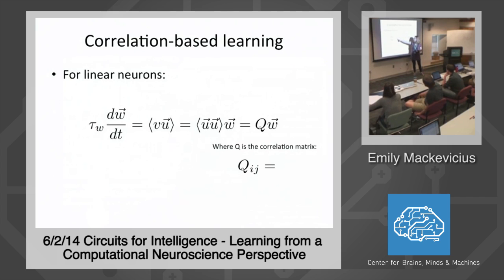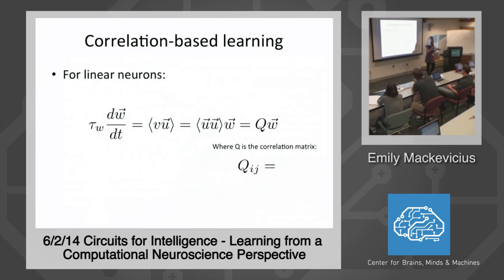It's Ui times Uj, but it's the average Ui times Uj over time, which is the correlation between Ui and Uj. So the correlation between those two inputs. So that's sort of cool. The weights are changing as a function of the correlation between the inputs. So you're almost learning something about the structure of the correlation of your inputs.